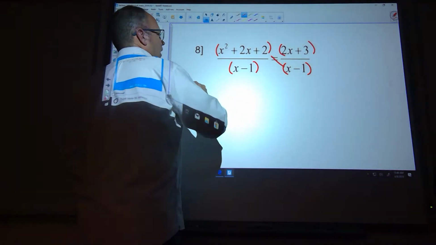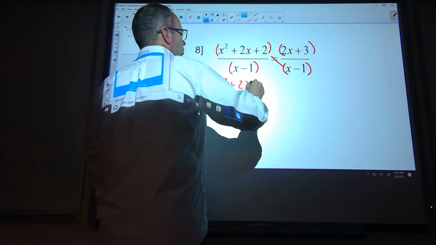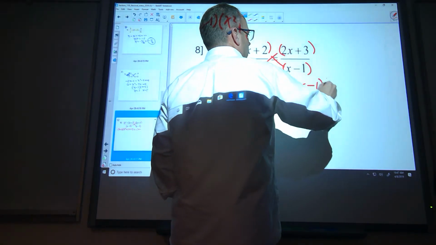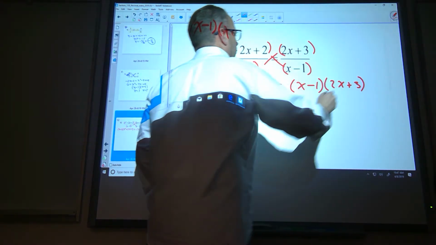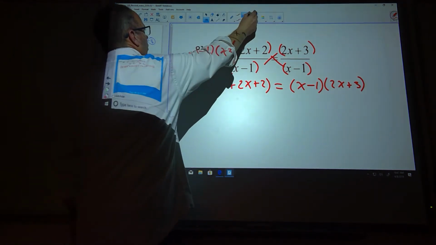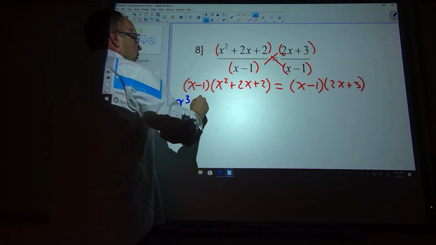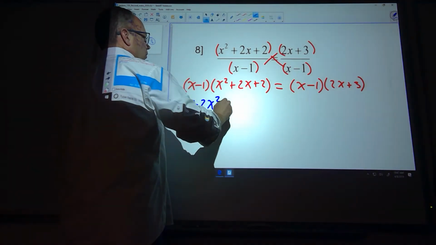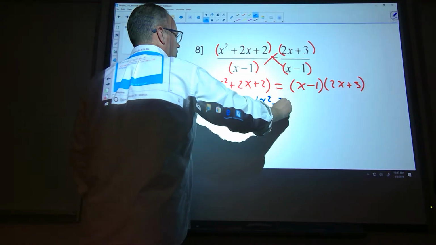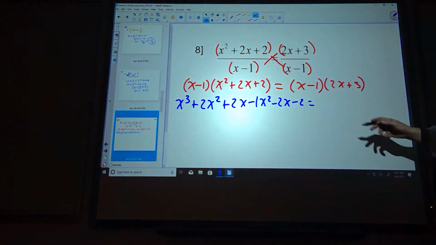So when I cross multiply here, I'm going to get x minus 1 times x squared plus 2x plus 2. And then if I cross multiply here, that gives me x minus 1 and then 2x plus 3. Is that okay so far? Yuck, we have to distribute a binomial over a trinomial. Best day ever. x cubed plus 2x squared plus 2x minus x squared minus 2x minus 2. Oh, that's all that. I got to clean that up in a sec.